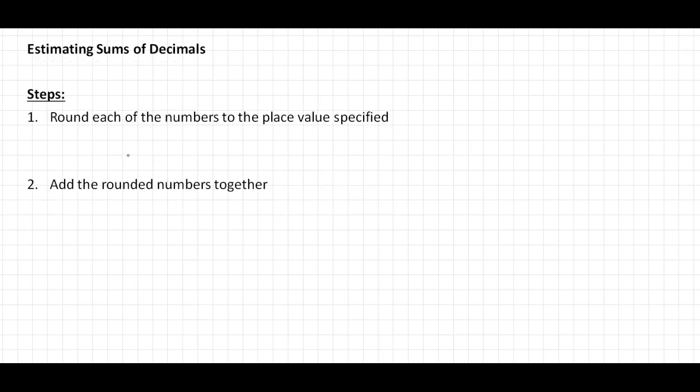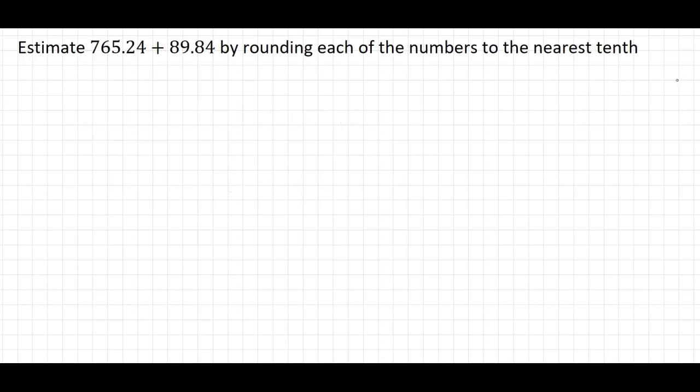So when you are trying to estimate sums of decimals, you're going to first round each of the numbers to the place value specified, and then you will add the rounded numbers together. So let's look at some examples. So we want to estimate 765.24 and 89.84 to the nearest tenth. Let's pay attention to that detail.